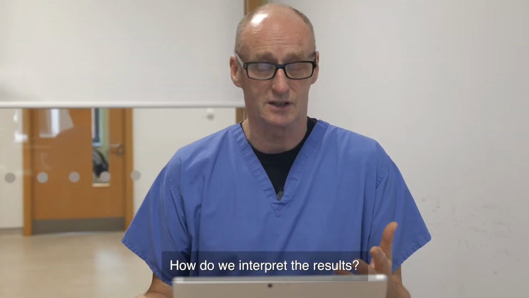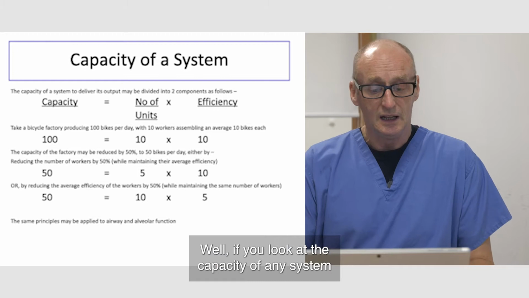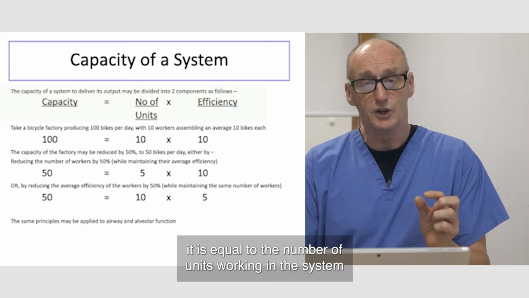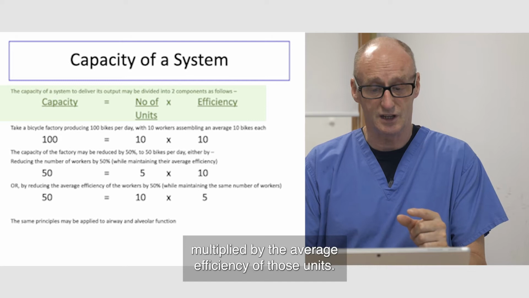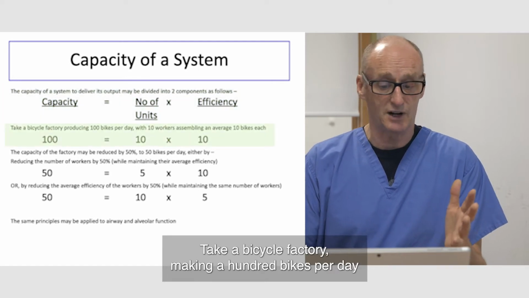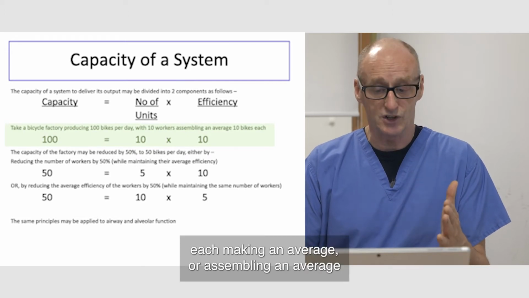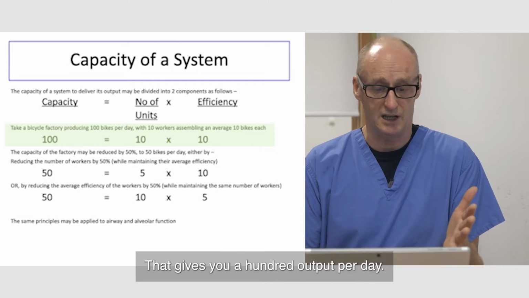How do we interpret the results and what kind of conditions are we looking for? Well, if you look at the capacity of any system to deliver its output, it is equal to the number of units working in the system multiplied by the average efficiency of those units. Take a bicycle factory, making 100 bikes per day with 10 workers on the factory floor, each assembling an average of 10 bicycles each. That gives you 100 output per day.